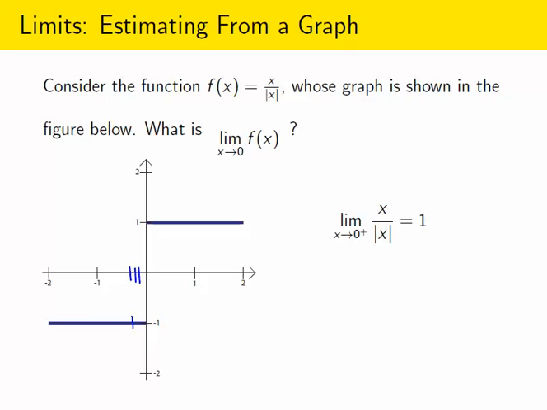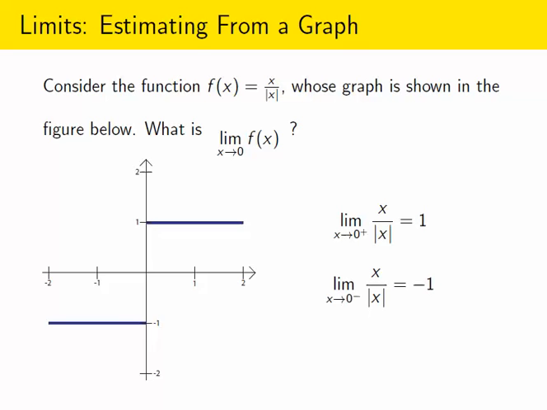On the other hand, if we plug in values that are close to 0 for x, but less than 0, the y values we get out of this function are all equal to -1. We see that from this graph. And because they're all equal to -1, that means they're staying close to -1. And so the limit as x approaches 0 from the left is -1.